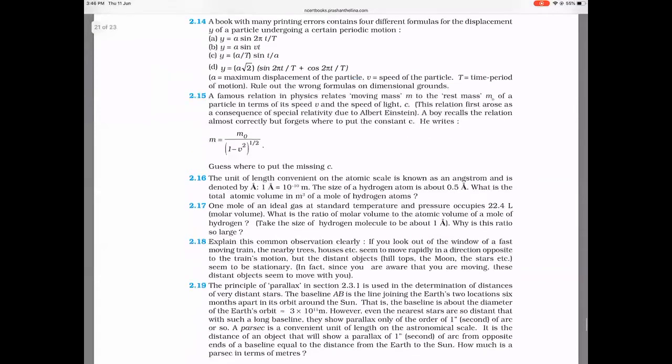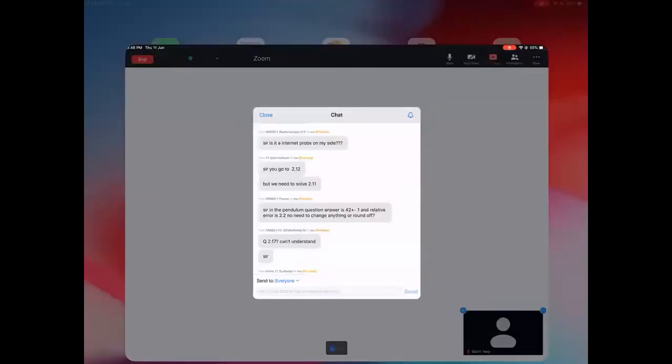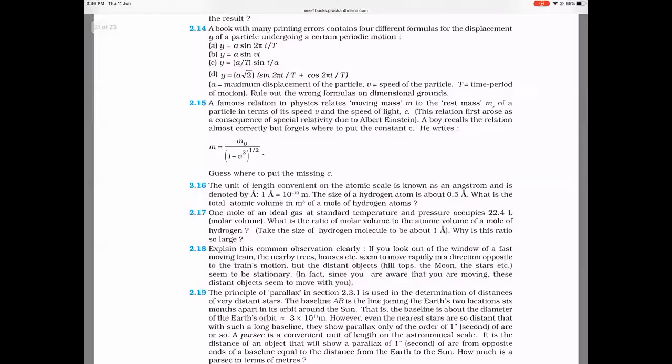Okay, then 2.17, you are asking, 1 mole of an ideal gas at standard conditions occupies this much. What is the ratio of molar volume to the atomic volume of a mole of hydrogen? Yeah, so you have to find out the molar volume. Molar volume is 22.4 liters. It is given. Then atomic volume, they have given. Take the size of the molecule to be about 1 angstrom unit. So you find out the atomic volume. You have to find out the ratio.